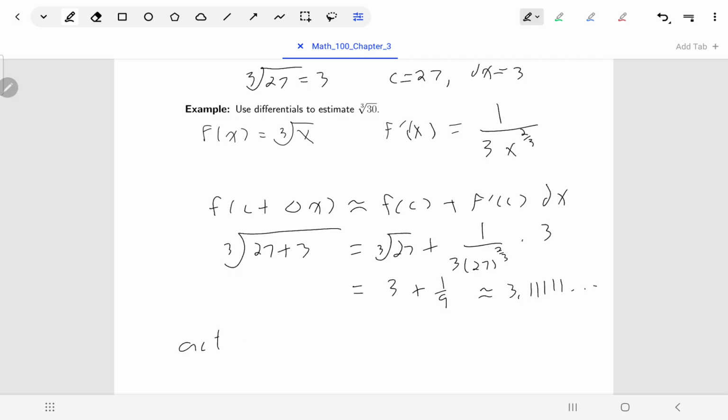And if you were looking to compare that with the actual value, it's not too far off. The cube root of 30 is 3.107 and some other stuff. So it's relatively close to what we found with our approximation. And again, the reason it's close is because we were approximating with not a very big change in x. If our x values aren't changing that much, then the y value we find on our tangent line and the y value we find on our curve are approximately the same.